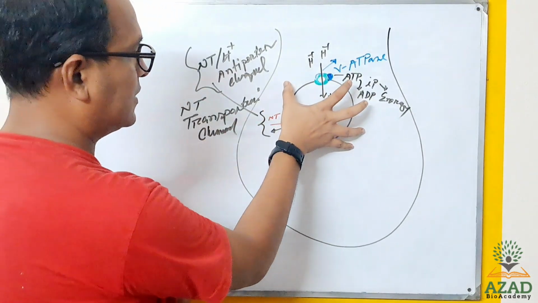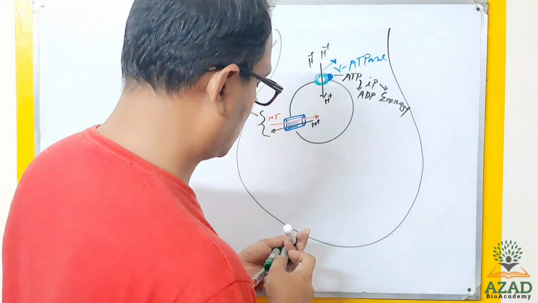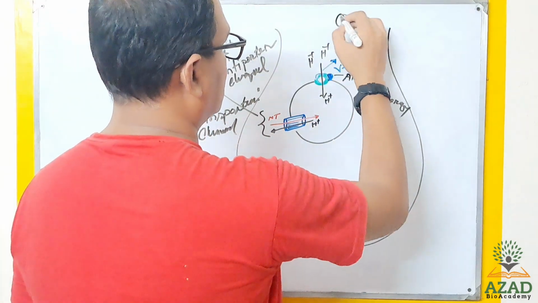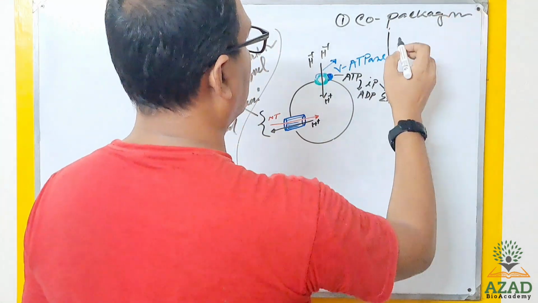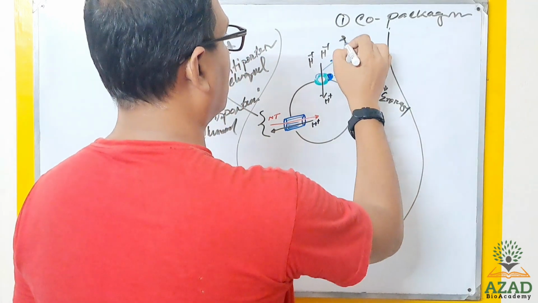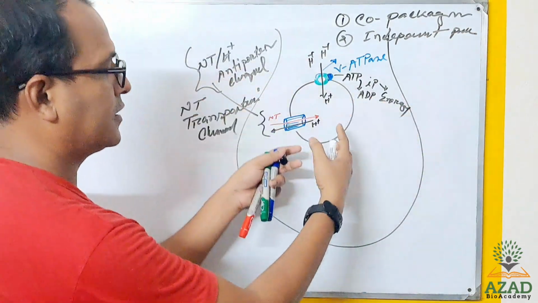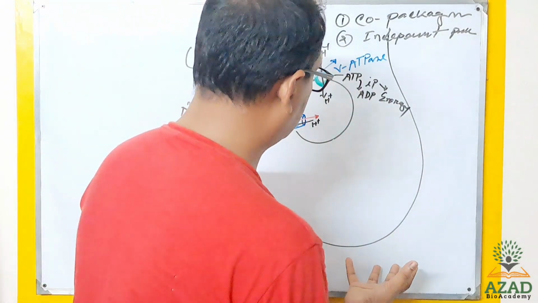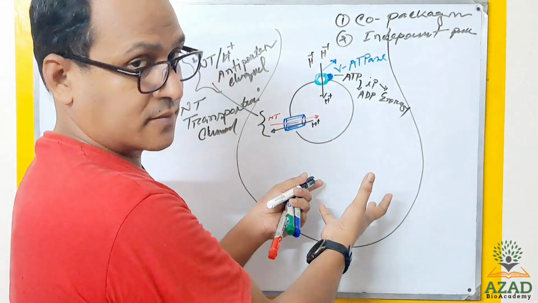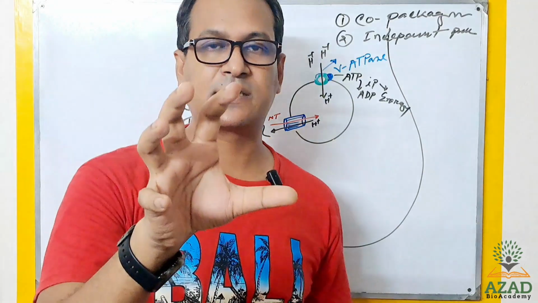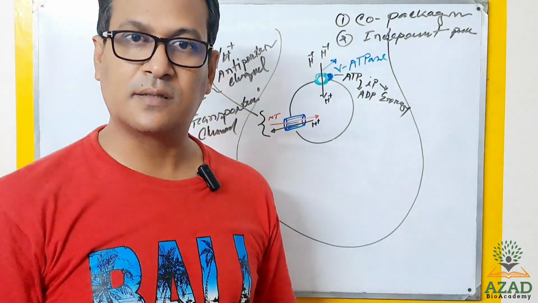Okay, so the loading process of that vesicle is basically of two types. What are the types? One is co-packaging, or you can say co-loading, and the second one is independent packaging, independently loading. Most of the cases, a single type of neurotransmitter will contain multiple vesicles, and that vesicle will carry a single type of transporter, and a single type of neurotransmitter will enter into the vesicle. This is very common.